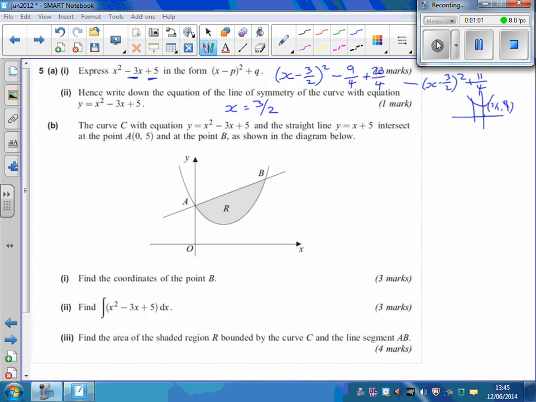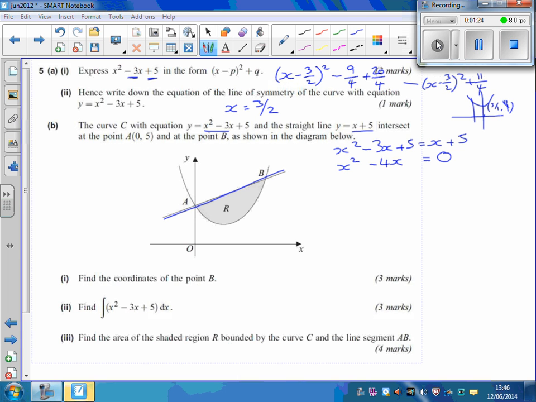The next bit just says, when does this line meet this curve? So we've got to put these two things equal to each other. x squared minus 3x plus 5 equals x add 5. It's a quadratic. So we just put all the algebra all on the left-hand side. Taking away the x gives us minus 4x. Taking away the 5, they're going to disappear.